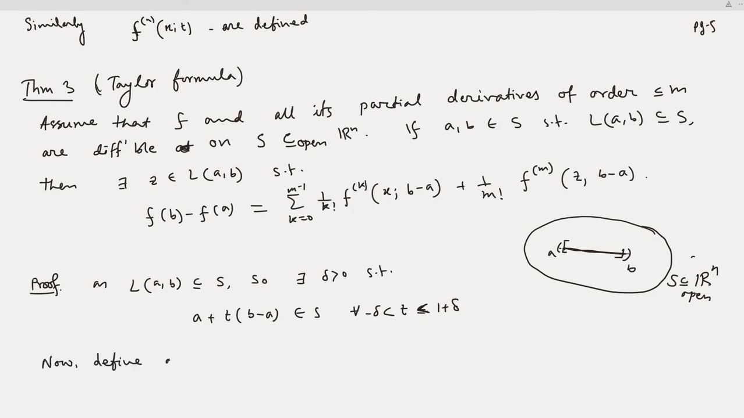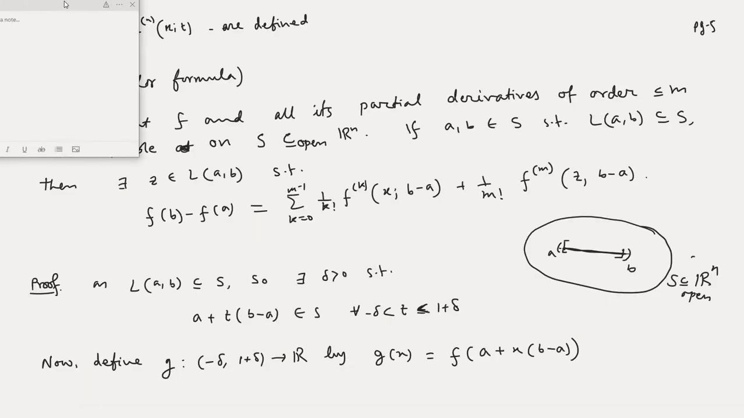Okay, now we define a function g from the open interval (minus delta, 1 plus delta) to R by g of x equal to f of (a plus x times (b minus a)). Okay, this is well defined. Now here we can apply Theorem 1, that is the Taylor formula for single variable real valued functions. This is page number 6.